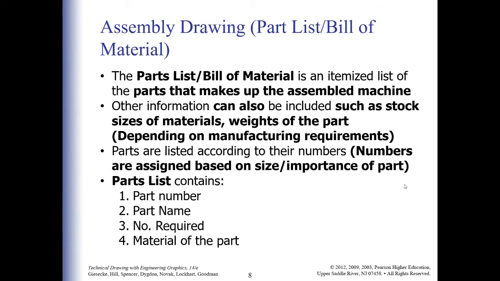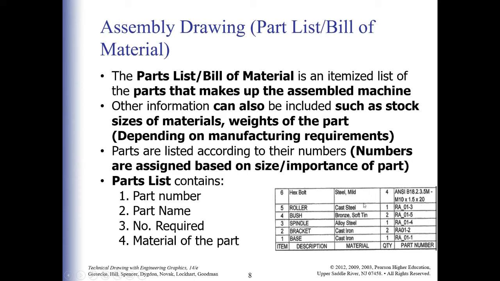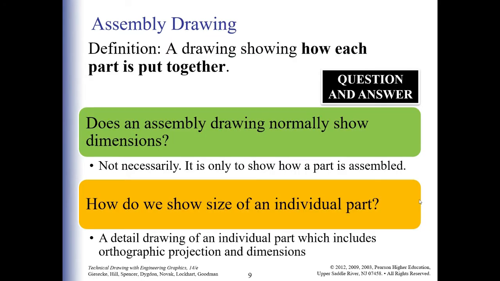The assembly drawing part list, the bill of material, is an itemized list of parts that makes up the assembly machine. The information in the bill of material can also contain stock size of material and weight of the part. It can also contain the number assigned based on the size and the importance of the part. Most importantly, there are four important parts in the bill of material. The first one is the bill number. The second one is the name. The third one is the number required. The fourth one is the material. This is shown in the table on the right hand side. The definition of assembly drawing is that it shows how each part is put together.